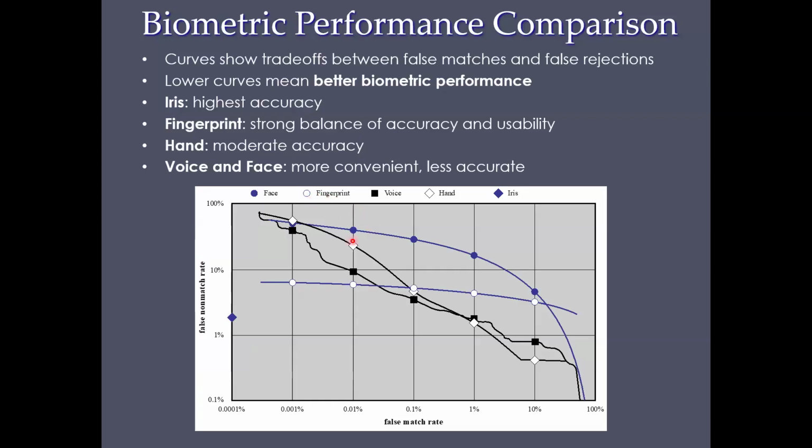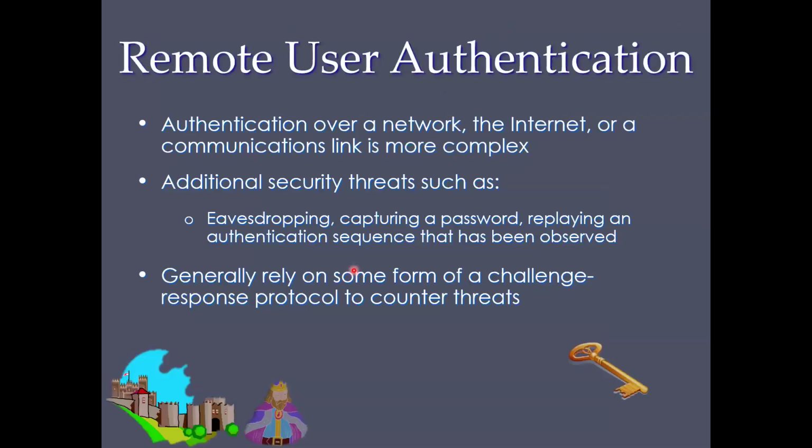We have fingerprint here, and fingerprint is a strong balance between accuracy and usability. Hand is moderately accurate, and hand is the one that is here. And voice and face are more convenient, but less accurate than the other biometric authentication methods.